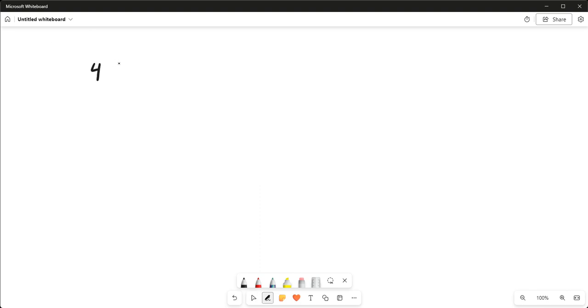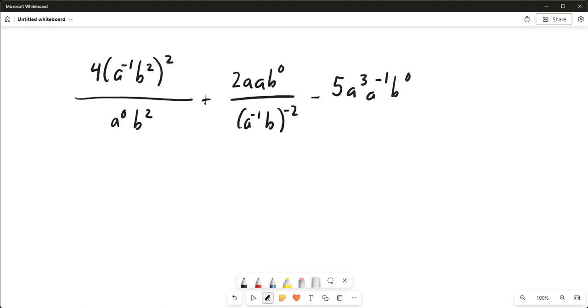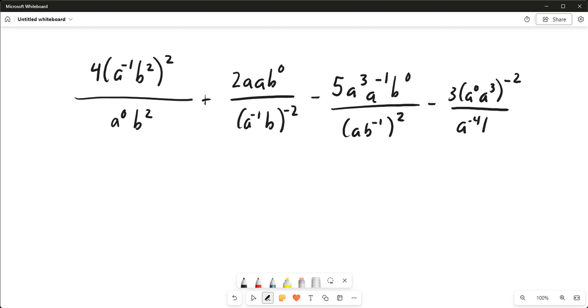So it's 4 times a to the negative 1, b to the positive 2 raised to the second power over a to the 0, b to the second power, plus 2a times a to the b to the 0 power, a to the negative first power b raised to the negative second power, 5 times a to the third, a to the negative 1, b to the 0, and a b to the negative 1 raised to the power 2, minus 3 times a to the 0, a to the third raised to the negative second, a to the negative fourth, b to the negative second.